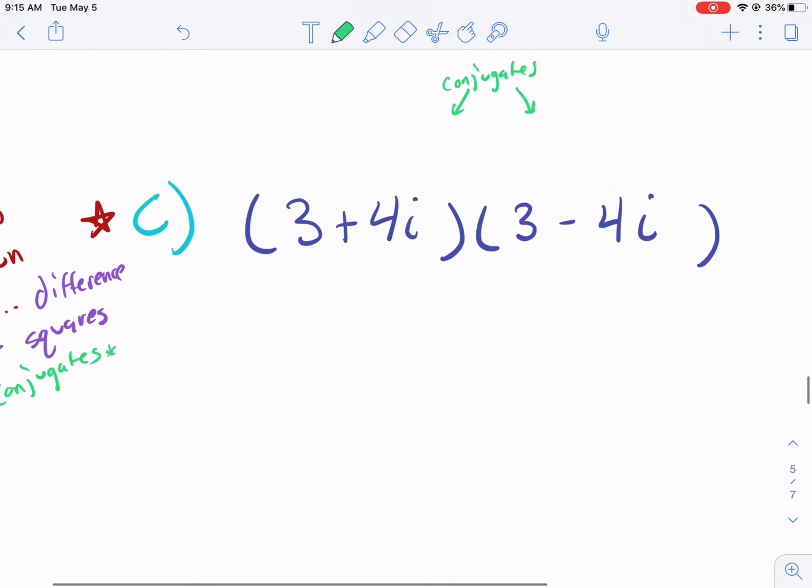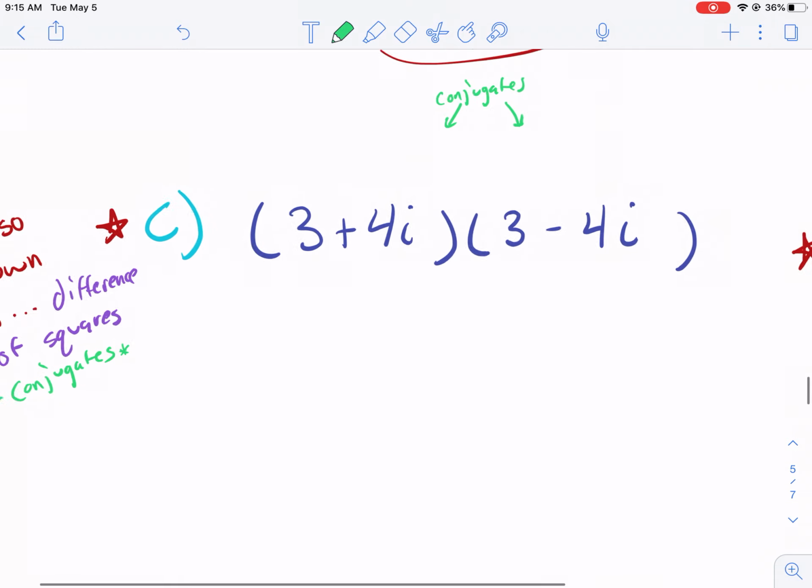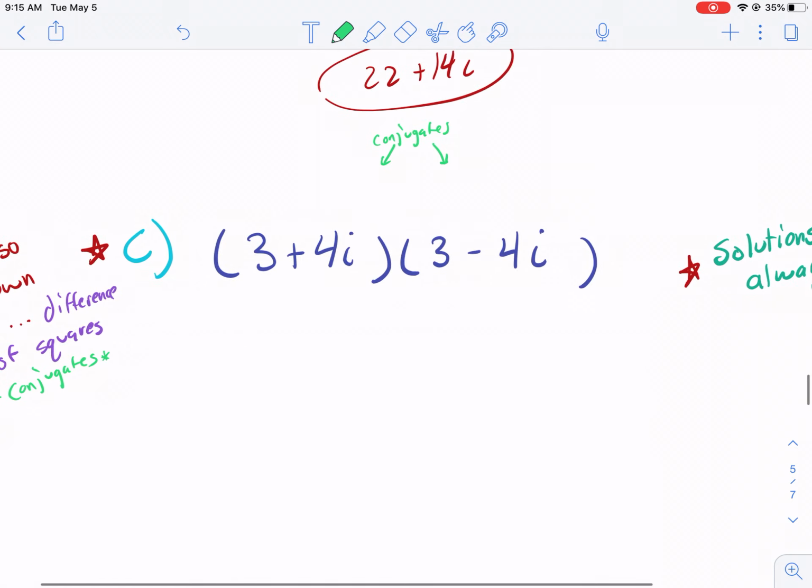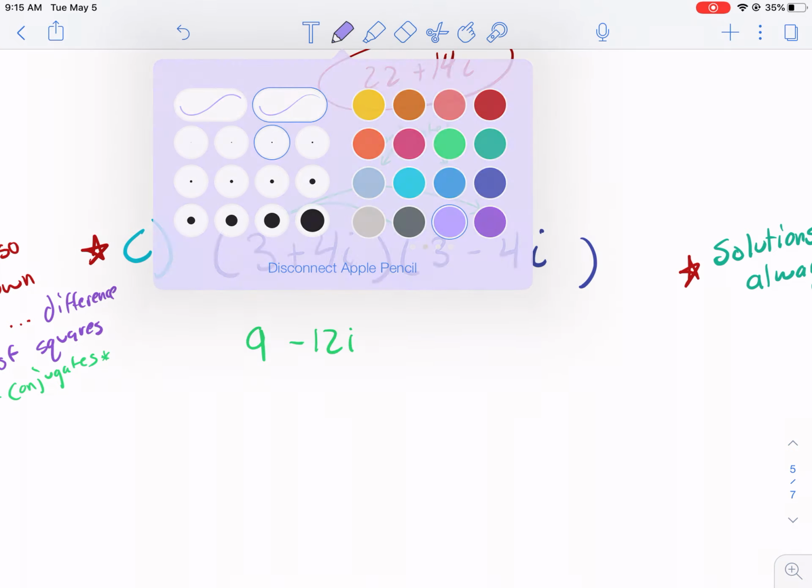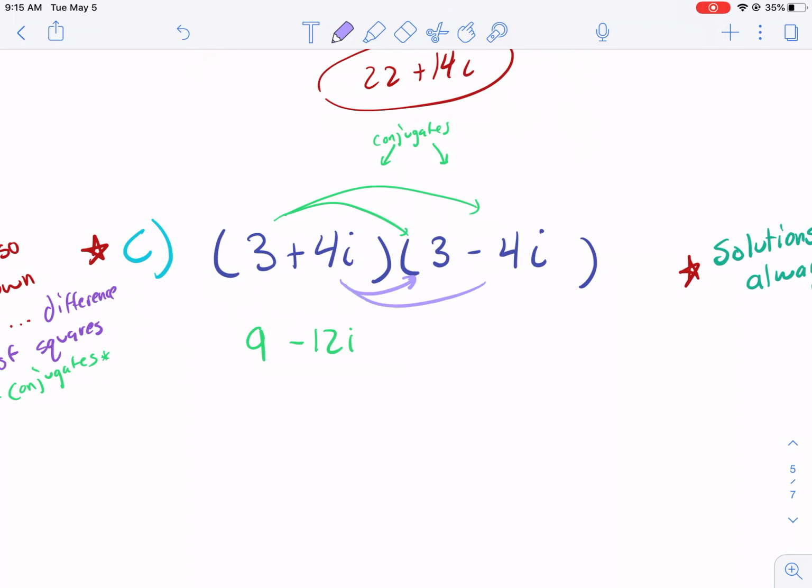Now this is important because it has kind of a unique effect when we FOIL it. So let's go ahead and FOIL it and I'll show you what I mean. So we're going to do these terms times each other, we get 9 minus 12i. Then we're going to do the middle terms, choosing light pink, purple this time. So we get 4i times 3, 12i, and then we get negative 16i squared. I squared, we need to be careful, just keep that in the back of your head. We're going to simplify now.